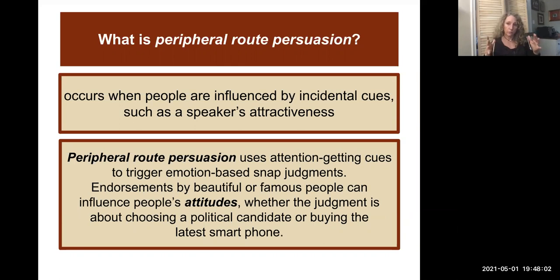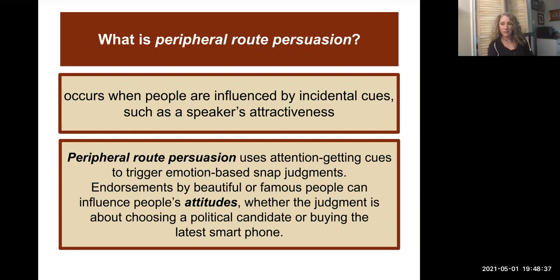You are being influenced, if it's peripheral, by other outside things, like how attractive the person that's talking is, or how influential the person is in general. Maybe it's a celebrity, and you're like, oh, well, if they said it, then I need to believe it. Peripheral route persuasion uses attention-getting cues to trigger emotion-based snap judgments. Endorsements by beautiful or famous people can influence people's attitudes, whether the judgment is about choosing a political candidate or buying the latest smartphone. So that's peripheral route, on the outside.